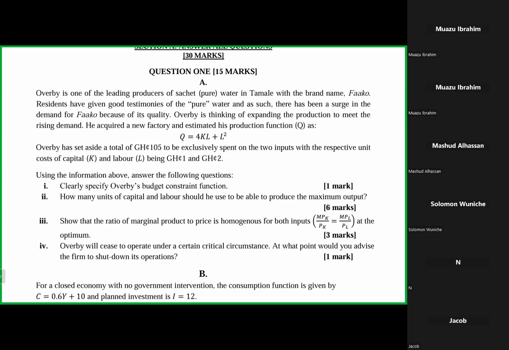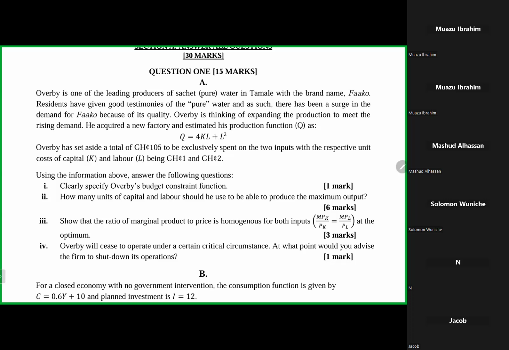So here, Overby is thinking of expanding the production to meet the rising demand. So he, that is the CEO, acquired a new factory and estimated his production function as Q equals 4KL plus L raised to the power 2.